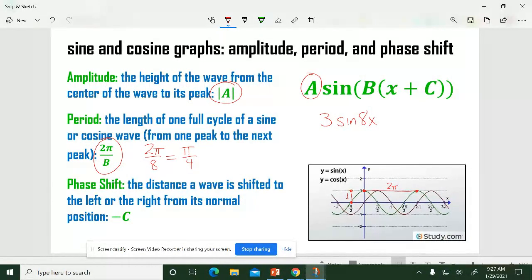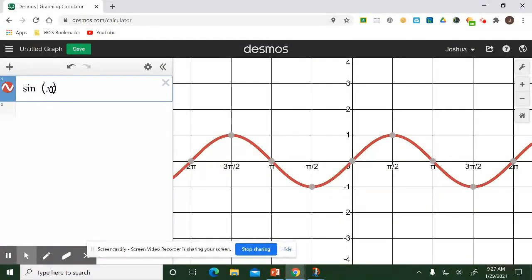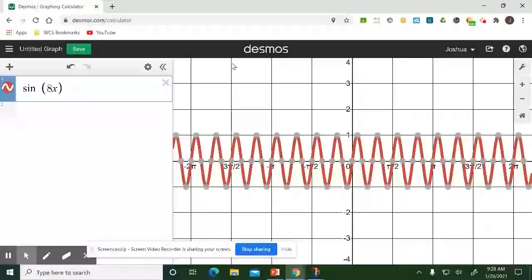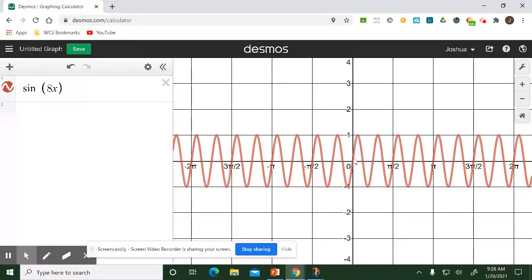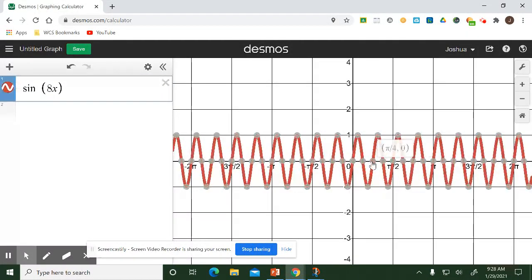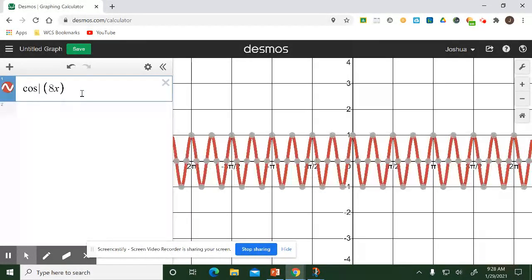And let me just one more time go back to the graph. I said one more time, we're going to be looking at this more than once. But when I had this 8 here, you can see that from the beginning of this wave all the way up, all the way down, back to the beginning, goes from 0 to pi over 4. And it might be easier to see that with a cosine function because then you start at the top and you can see from this peak to the next peak is exactly pi over 4. So that's how you find the period.